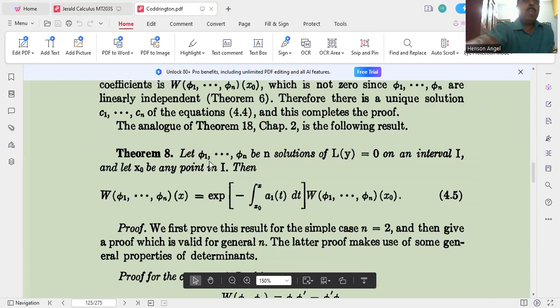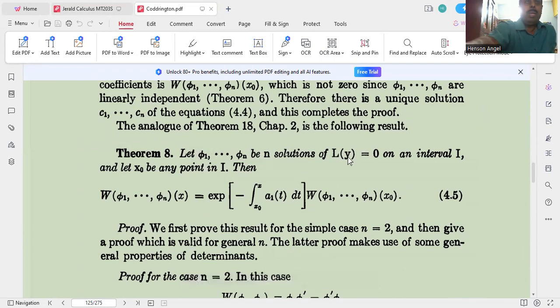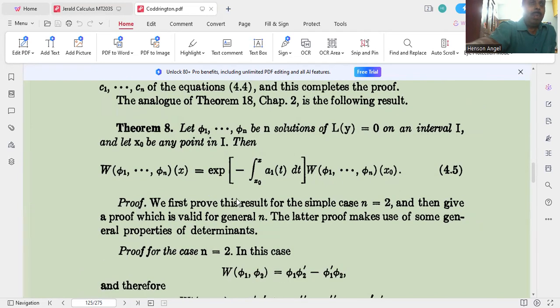Let φ1, φ2, φ3, ..., φn be n solutions of L(y) = 0 on an interval I, and let x0 be any point in the interval I. Then the Wronskian W(x) = e^(−∫ from x0 to x of a1(t) dt) times W(x0). So now we prove this result for the simple case n = 2, and then we give a proof which is valid for general n.